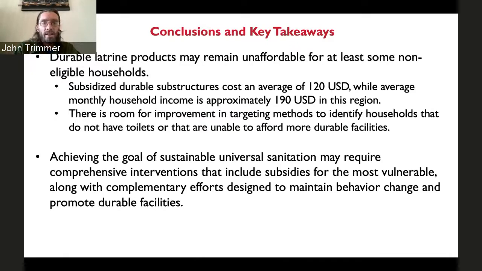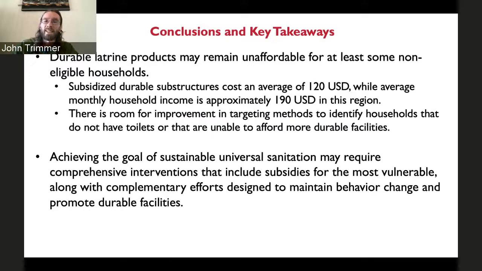And we also want to mention that there does seem to be some room for improving the targeting methods that were used. So as Joyce described, we used this community consultation method to identify poor and vulnerable households, which I think tends to be a good method in terms of ensuring community buy-in and making sure that everybody's happy with the decisions. But at the same time, there were some discrepancies between the households that were actually maybe not using toilets or not having access to toilets and those that were selected.